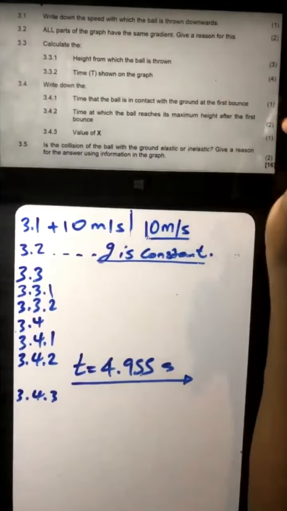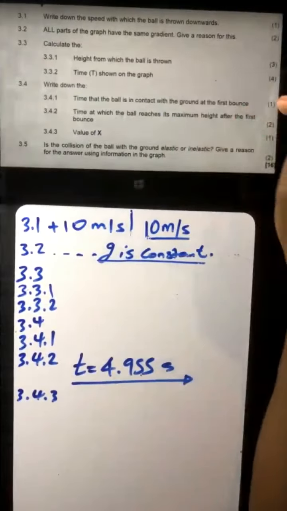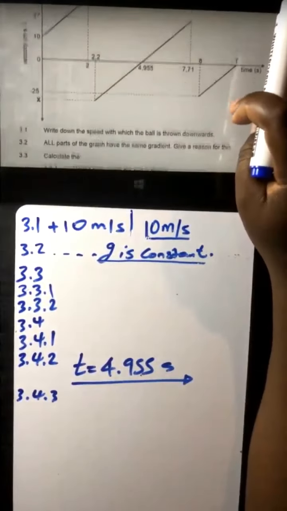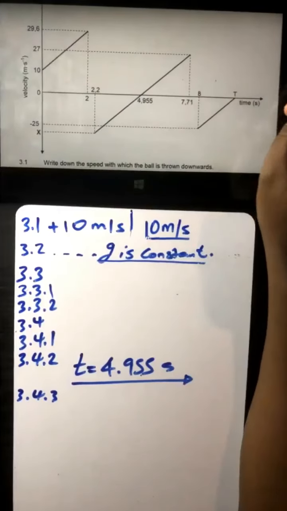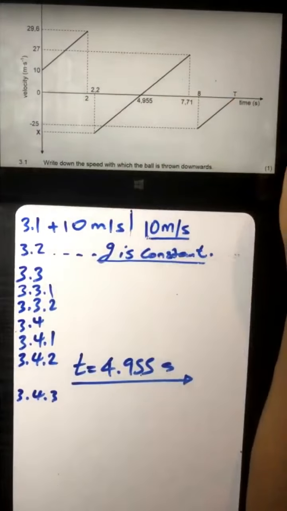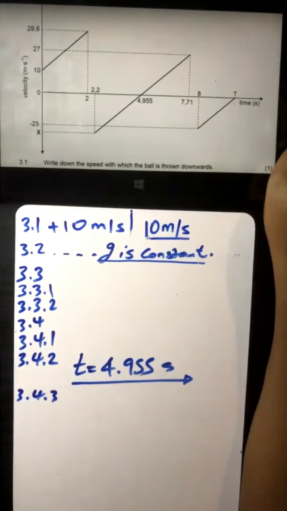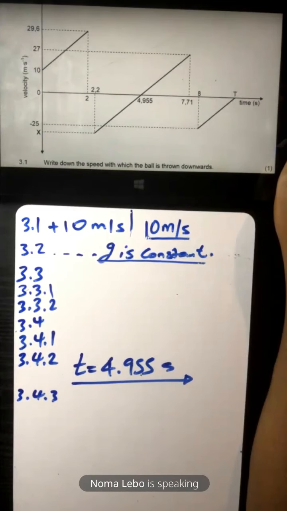So now the question says, write down the value of x. What is x? What does x represent? Is it time? Is it velocity? Is it a height? Is it a gravitational acceleration? What does x represent? Yes, sir. So it's the initial velocity.